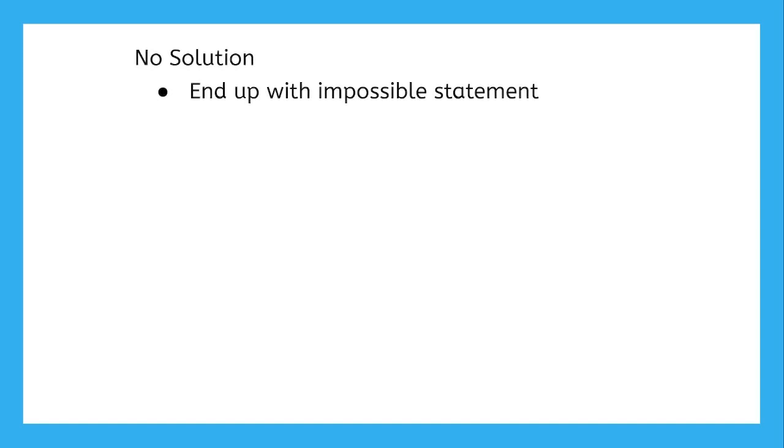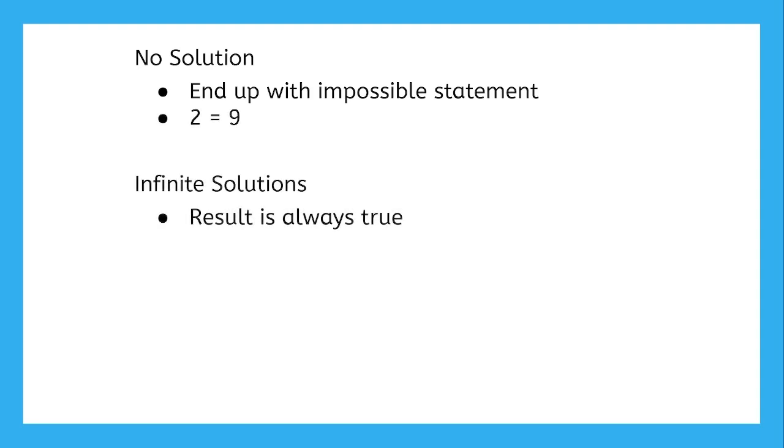To recap, both substitution and elimination do the same thing when a system has either no solutions or infinite solutions. If there are no solutions, you'll get an impossible statement, like 2 equals 9. And if there are infinite solutions, you'll get an always true statement, like negative 3 equals negative 3.